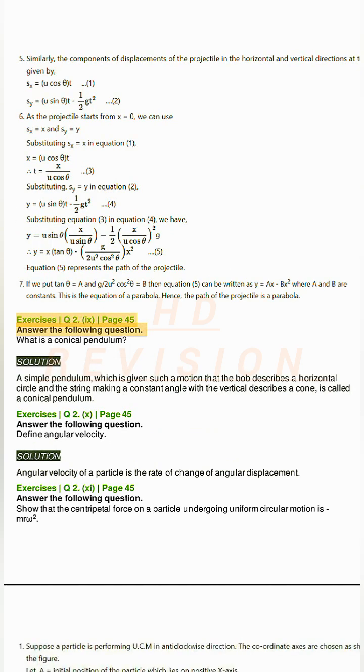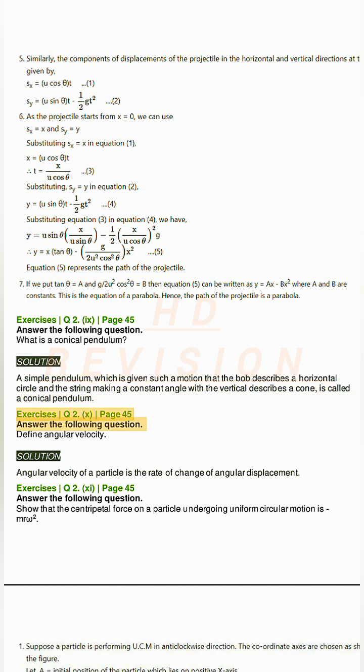Solution. Exercises Q2. X page 45. Answer the following question. What is a conical pendulum? Solution. A simple pendulum, which is given such a motion that the bob describes a horizontal circle and the string making a constant angle with the vertical describes a cone, is called a conical pendulum.